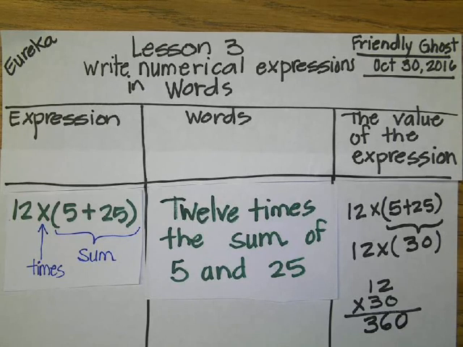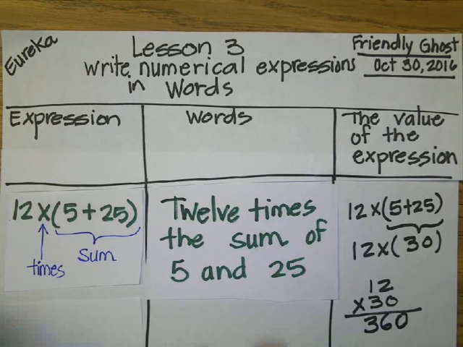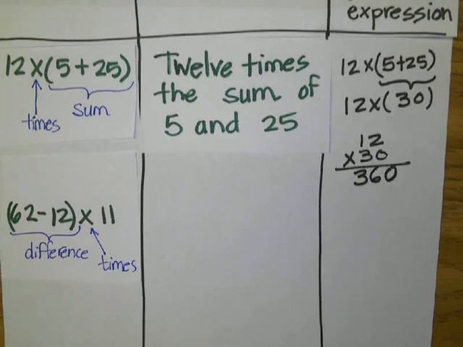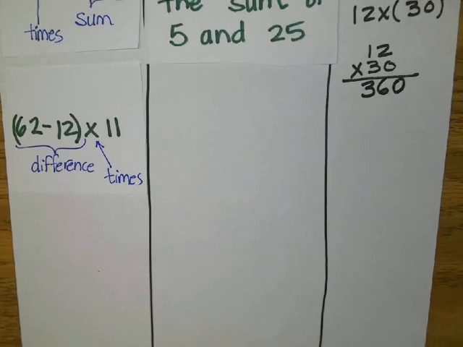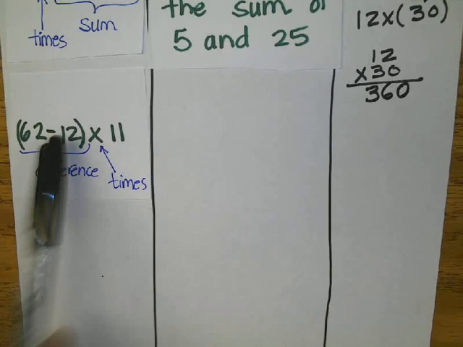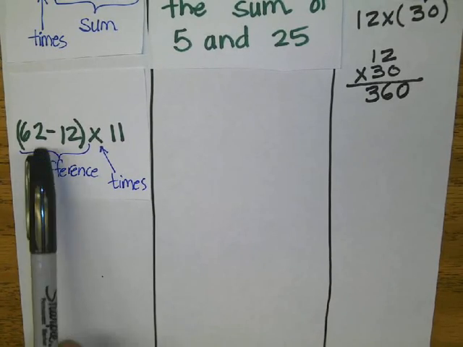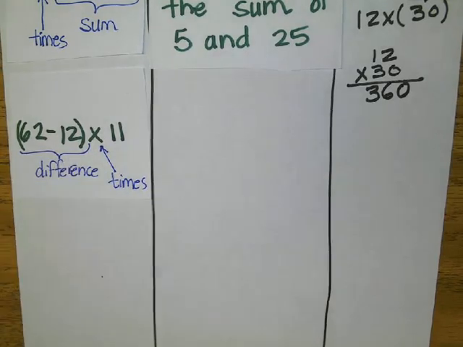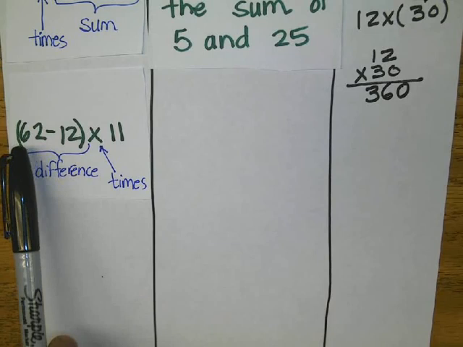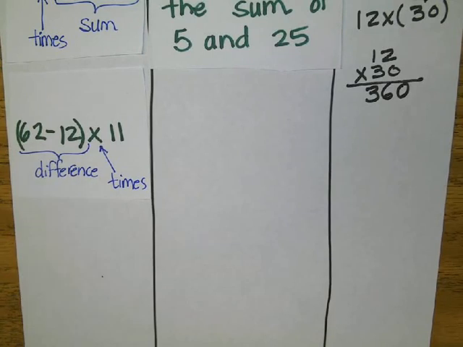Here's the second expression. The second expression is 62 minus 12 times 11. Do you hear how I read it? That is not correct. The way you read this is you identify the operations. We have a difference. And we also have the symbol times, which means multiplication. So all you have to do is read it in that manner. The difference between 62 and 12, times 11. Do you hear how simple that is?